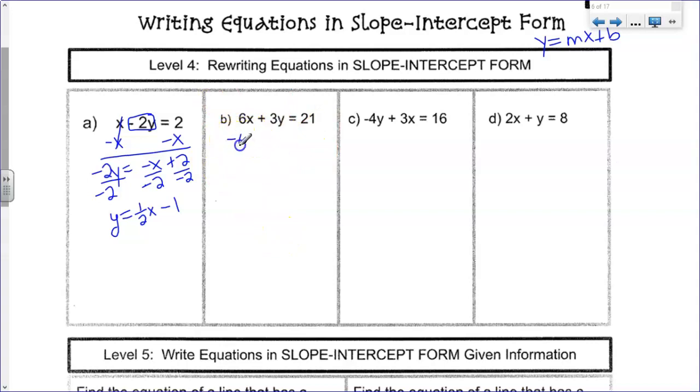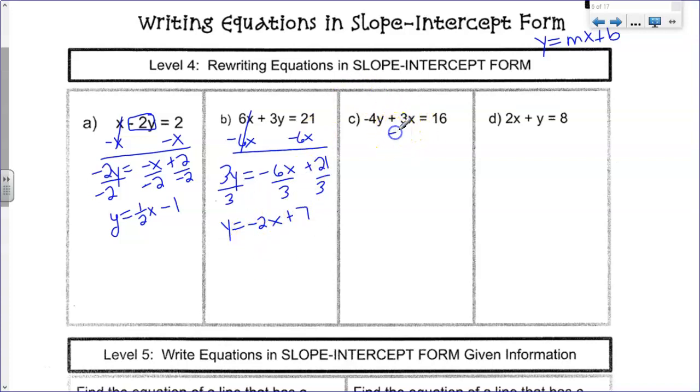Okay, so here we're going to subtract 6x from both sides. That's going to give me 3y equals negative 6x plus 21. Divide by 3. So y, negative 6 divided by 3 is negative 2x. 21 divided by 3 is plus 7. So reach out if you're not getting these and you're not understanding.